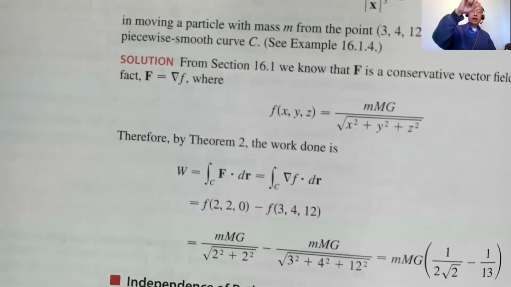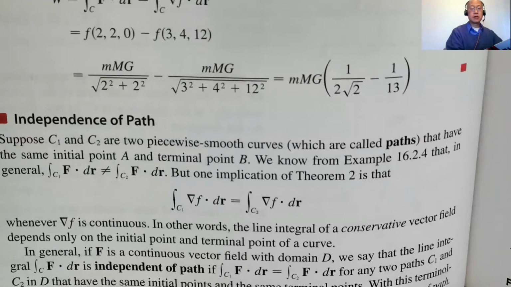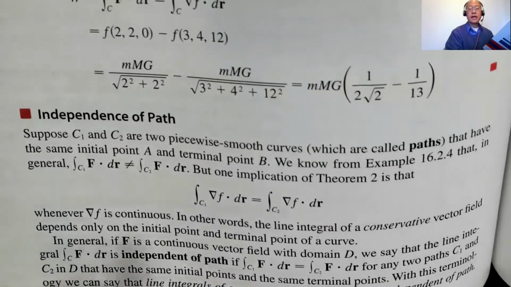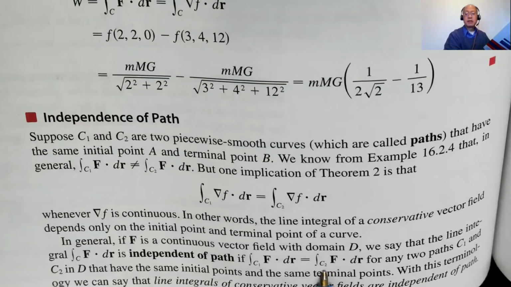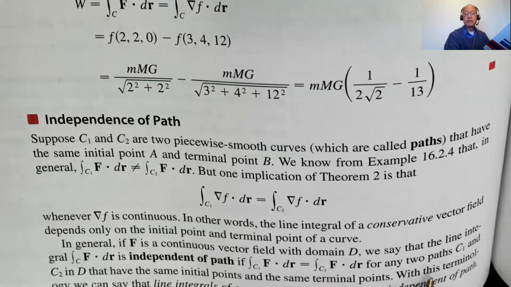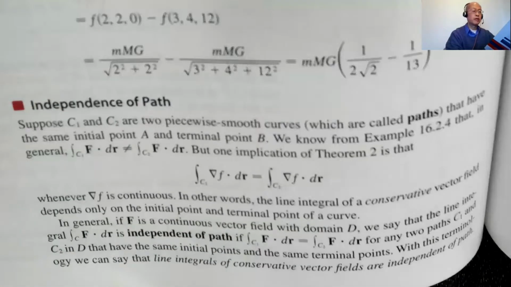So if you start at a point here and you end up here, it doesn't matter how you go from this point to this point, the change in potential energy would be exactly the same. So that leads to conservation. You have a conservative vector field, as it's called. And that leads to something called path independence. Integral along C1 is the same as integral along C2 for any two paths, C1 and C2, as long as you have the same initial and terminal points.